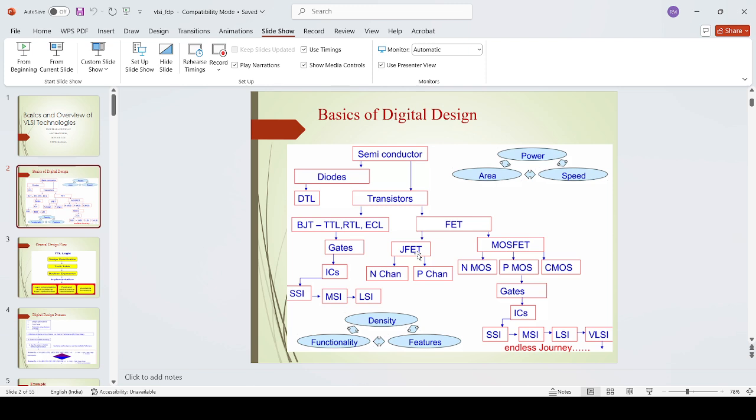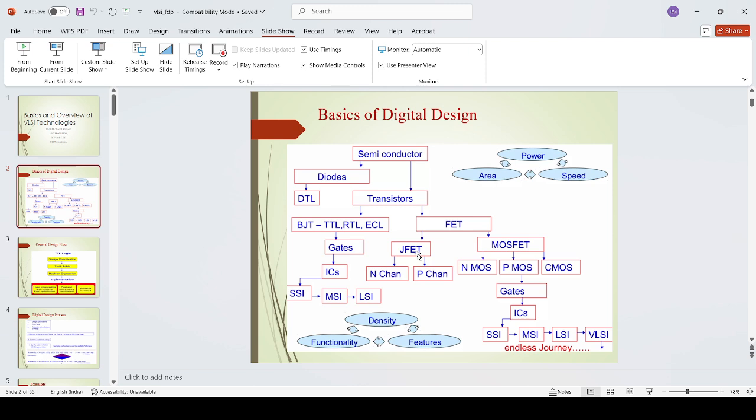Here, if we observe, in the MOSFET also we'll be having different types. First one is N-channel MOSFET, another one is P-channel MOSFET, and the third one is CMOS. CMOS is nothing but complementary metal oxide semiconductor. Here we are using both NMOS and PMOS for the design, and we'll see them in the next sessions deeply.